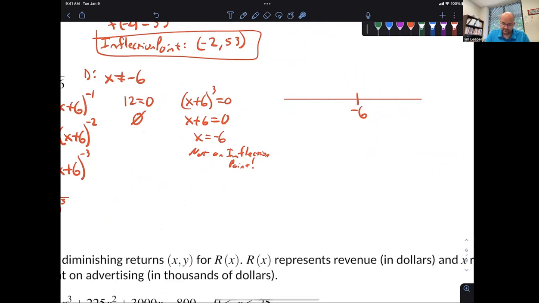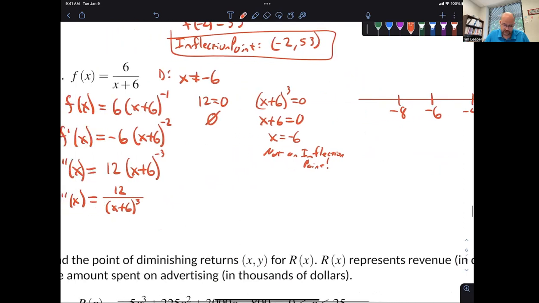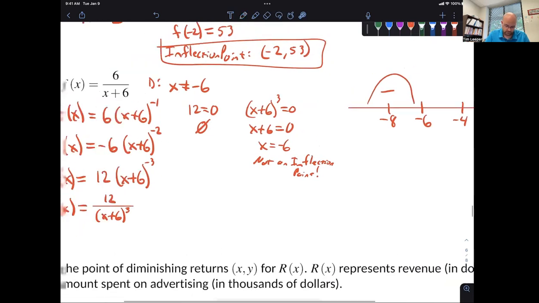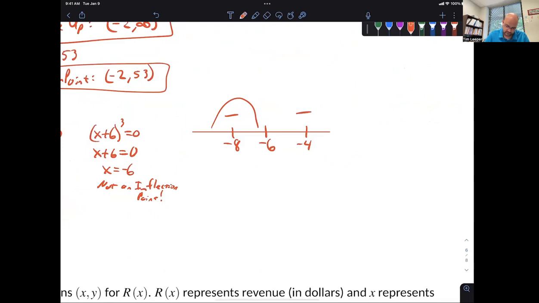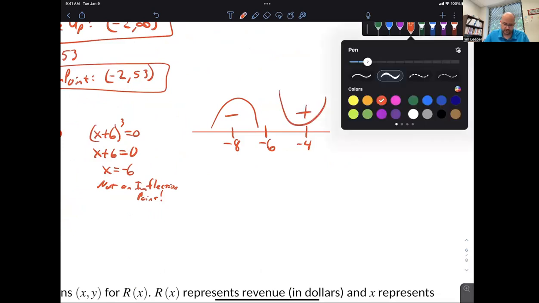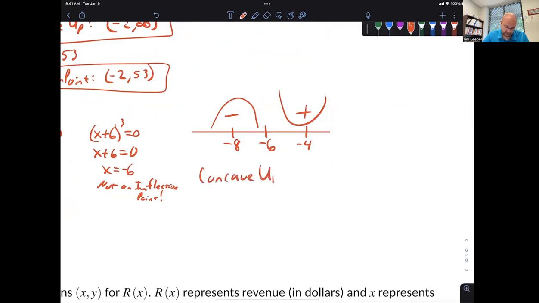So to the left of negative 6, say maybe negative 8. And to the right, maybe negative 4 or even 0. It doesn't really matter what you use. And then plug these into the second derivative. Negative 8 plus 6 is negative 2. Cubed is negative 8. So that's a negative there, so it's concave down. And then negative 4 plus 6 is 2. 2 cubed is 8. 12 over 8 is a positive. So it's concave up. So we have concave up from negative 6 to infinity, and we have concave down from negative infinity to negative 6.